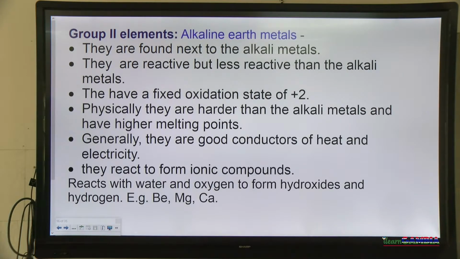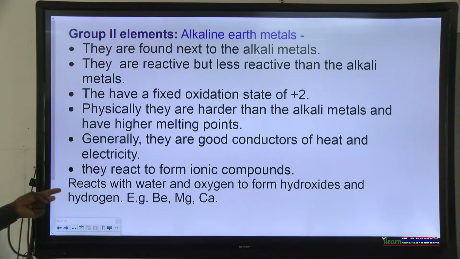So we move on to the group 2 elements. The properties of group 2 elements are that they are found next to the alkali metals. They are reactive but less reactive than the alkali metals. That is, they are not as reactive as the group 1 elements. The reason is that the group 1 elements have only one electron on their outermost shell, which they can easily lose. And when they lose that electron, they form ionic compounds. That is, they have a net charge of +1.